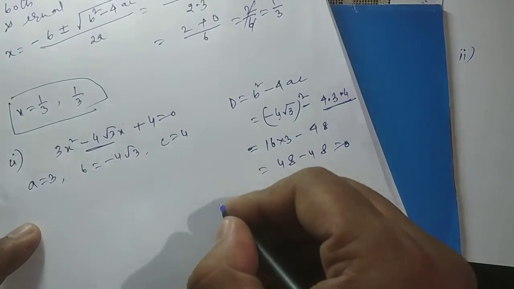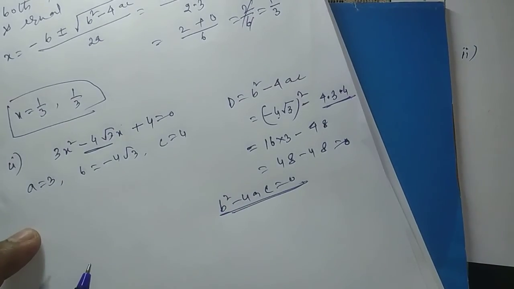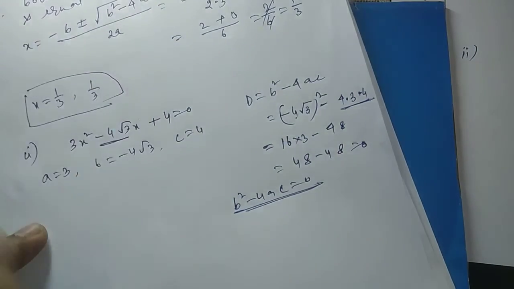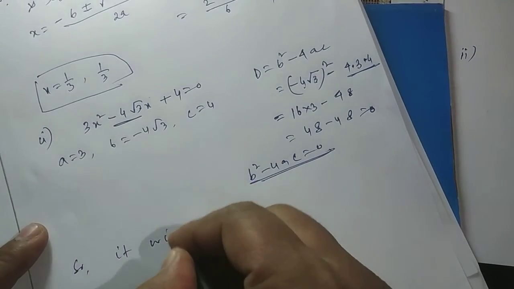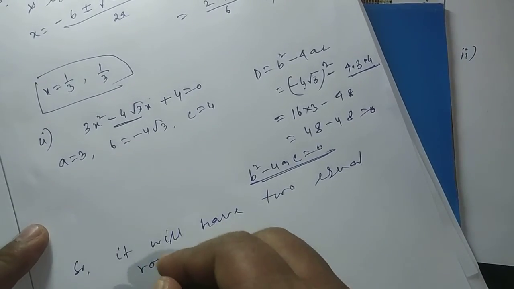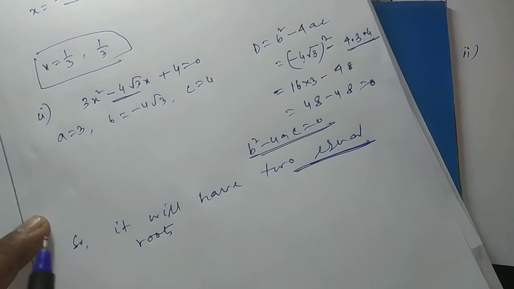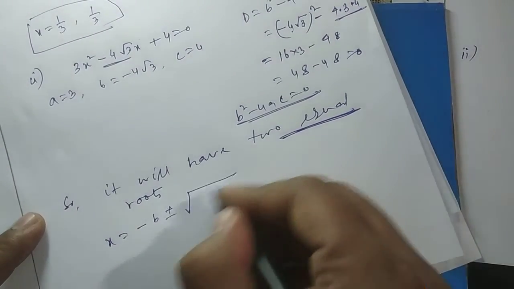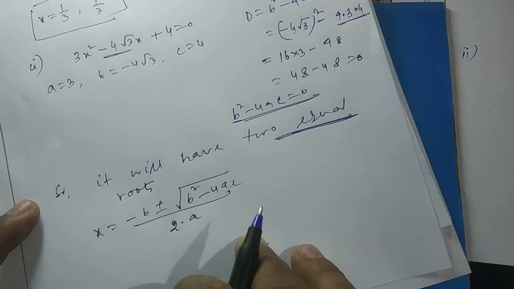So 48 minus 48 is 0. So here b square minus 4ac, we have seen, is 0. By condition number 3, we can say the equation will have two equal roots. But what are the roots? It can be found by using the quadratic formula, right? Like before, both questions are the same, but I am showing you for your convenience.